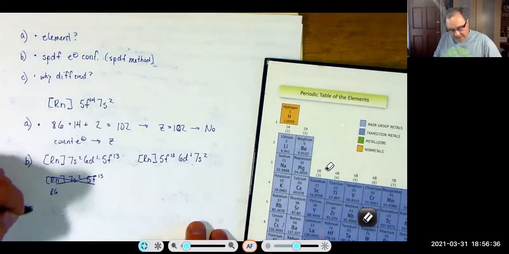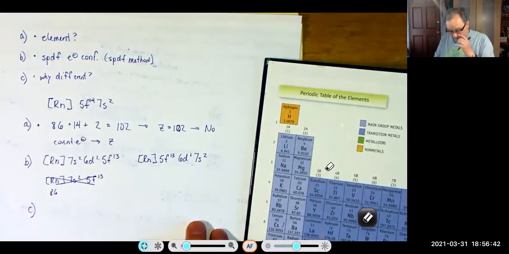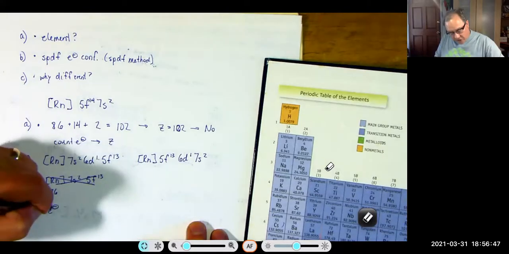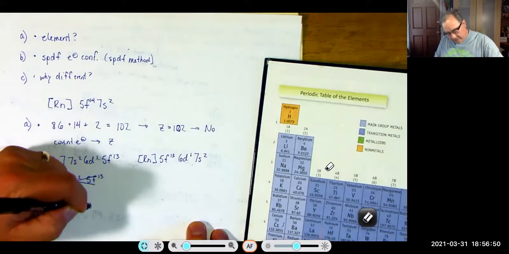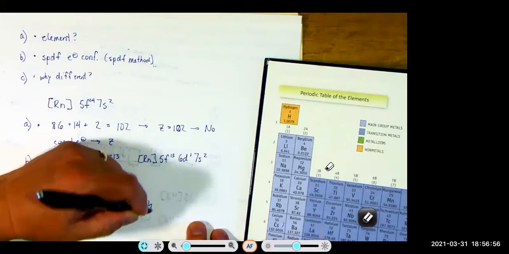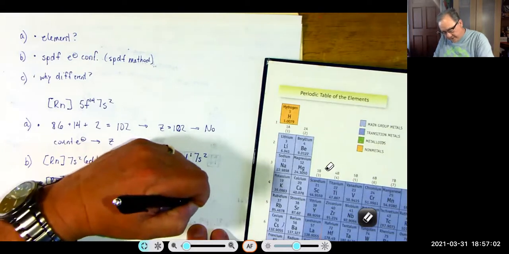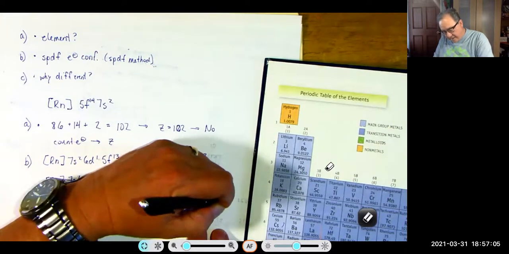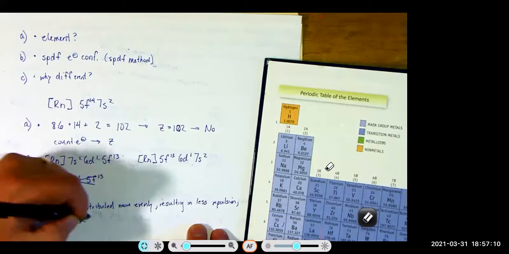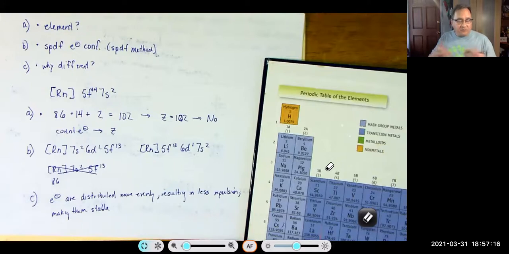Now, why is the real electron configuration more stable than this one? Because there's less repulsion. Yeah, we're going to say the electrons are distributed what? More evenly, maybe. More evenly. They don't have extra pressure on them from the other orbitals, so resulting in less repulsion, making them more what? Stable. There you go. So it's kind of like a three-part answer. Evenly, less repulsion, more stable.